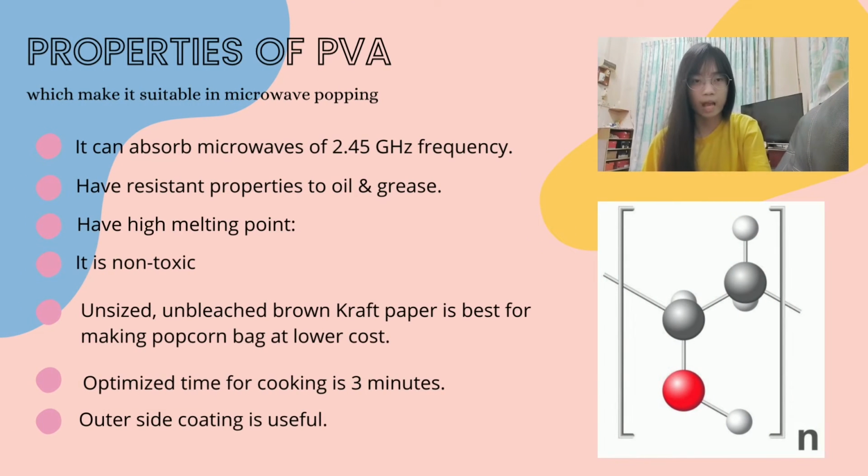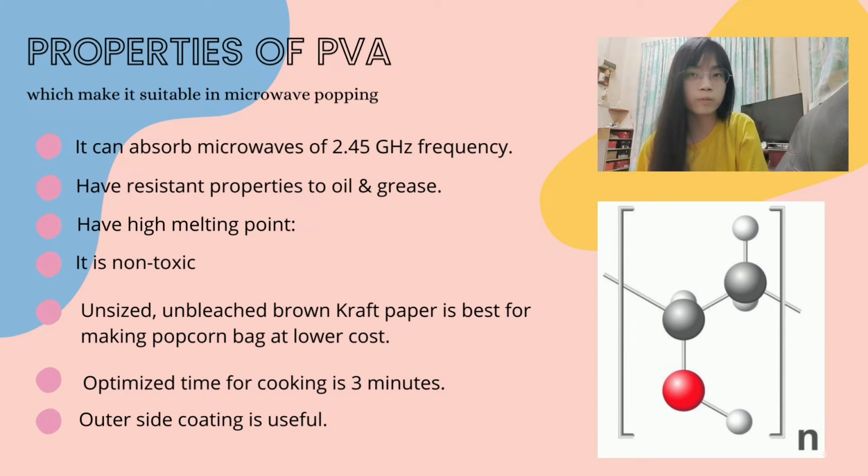In this slide, I'm going to explain some properties of PVA, which is polyvinyl alcohol, which make it suitable in microwave popping. The first one is it can absorb microwaves of 2.45 GHz in frequency, and it has resistant properties to oil and grease, and it has a high melting point, and it is non-toxic.